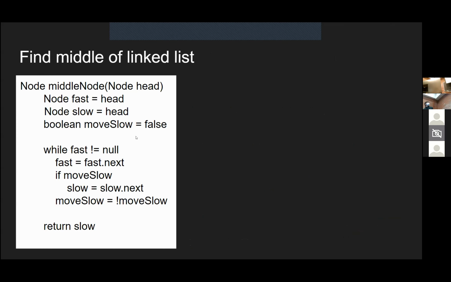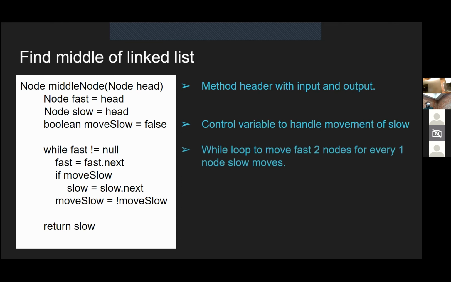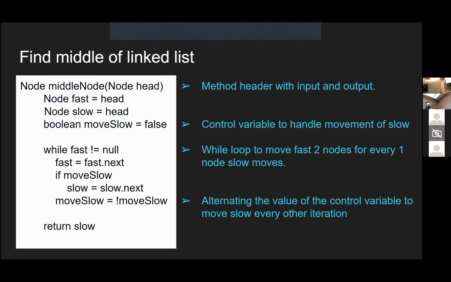Finding the middle is like we talked about before: we move the fast pointer twice as often as we move the slow one. Here, we're only moving the slow pointer every other time. Rather than moving fast twice and slow once in the while loop, we move fast once each time through the loop, and slow every other iteration. This will give us exactly that. We have a control variable in our while loop, and we alternate it to move slow every other iteration. That means we'll have slow in the middle at the end, because fast moves twice as fast.